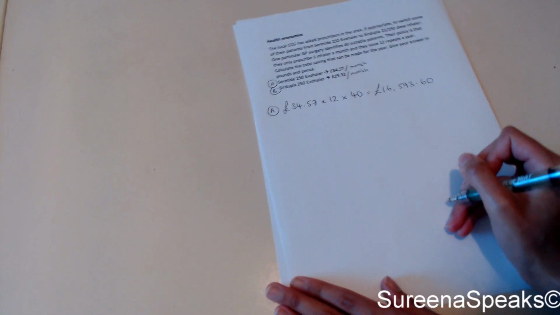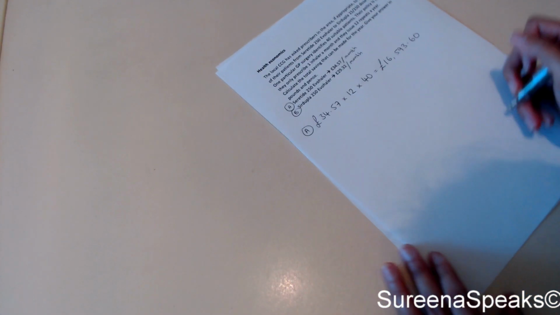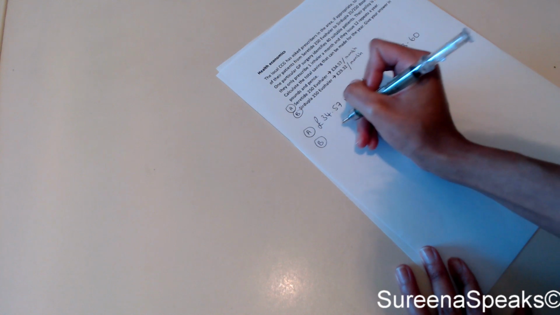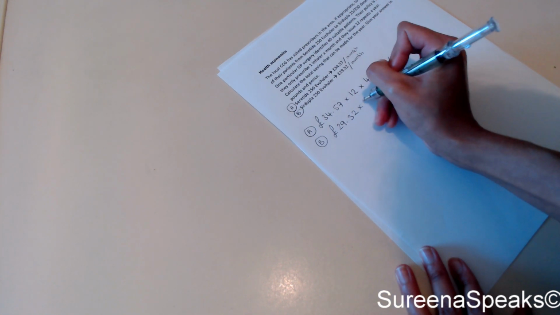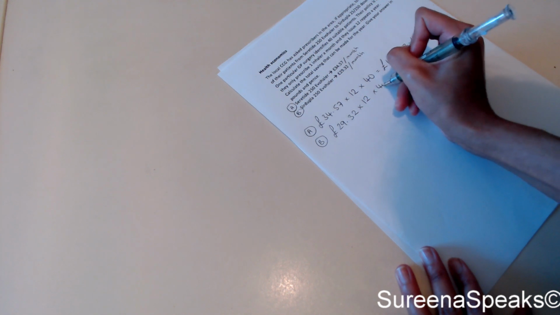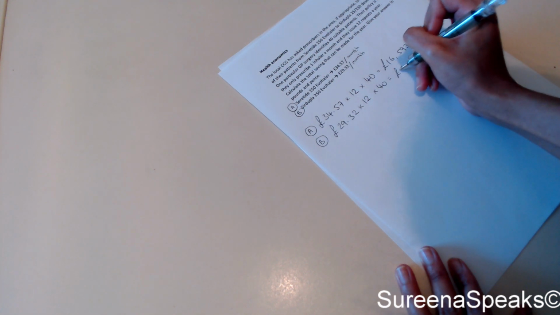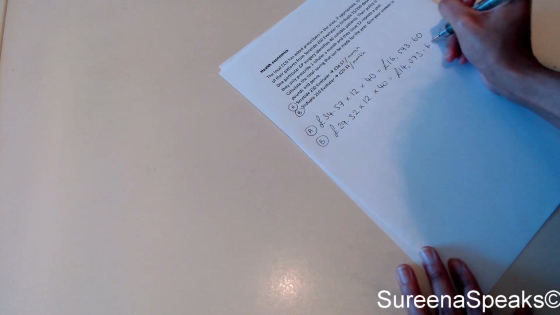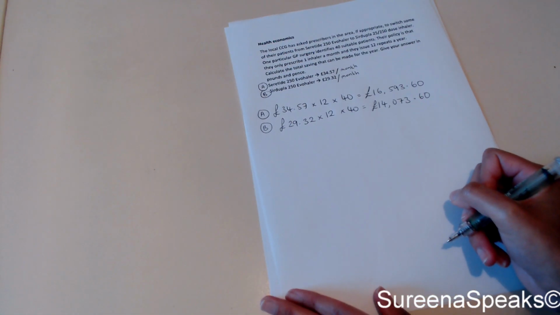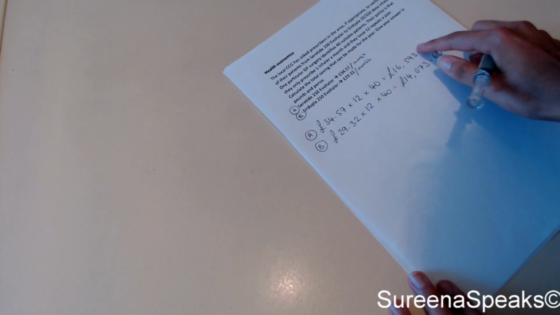We're going to do the same thing with our Sedupla. So we have £29.32, times it by our 12 repeats, times it by our 40 patients, and we end up with £14,073.60. We want to calculate the amount of saving that is going to be made. So simply, we just minus these two.